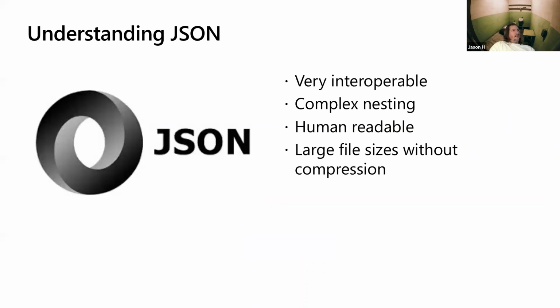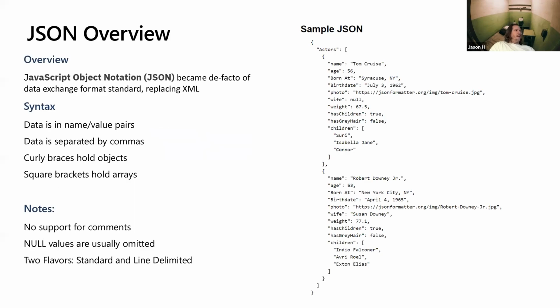So JSON is interesting. You can get that from a lot of different websites these days. And the key thing is you have a lot of name and value pairs.